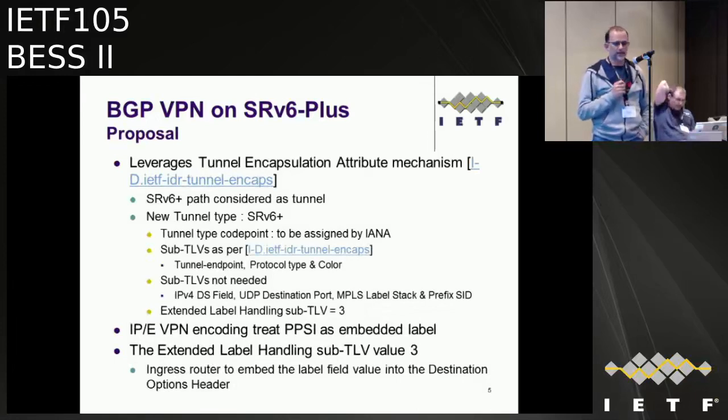Specifically, for the embedded label handling sub-TLV, we are asking for another code point here. The tunnel encapsulation document talks about code points 1 and 2. I'm asking for code point 3, which indicates that at the ingress, when you have this particular tunnel type, with the embedded label handling sub-TLV, you're going to use the PPSI and embed it in the destination options header.